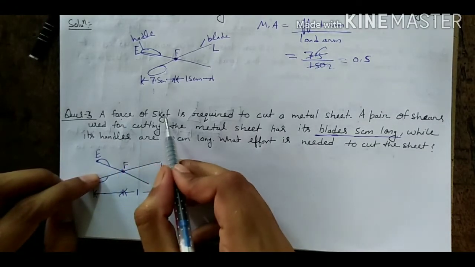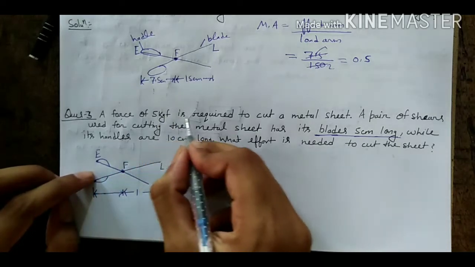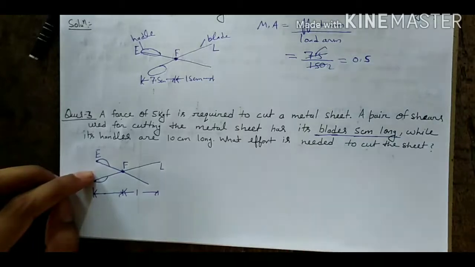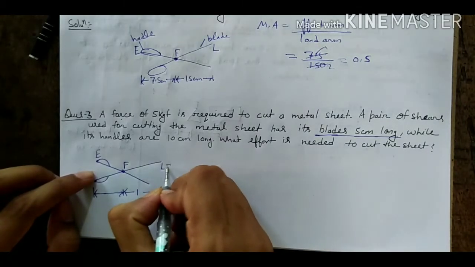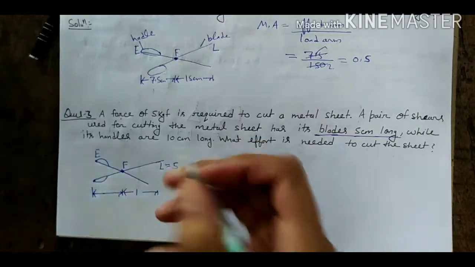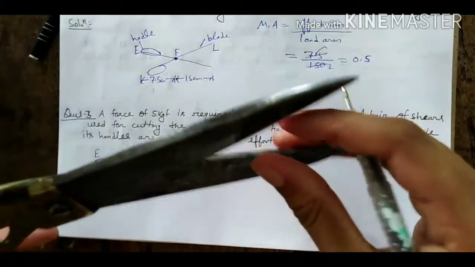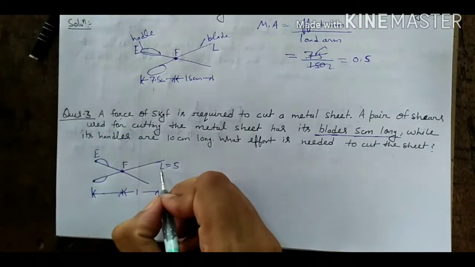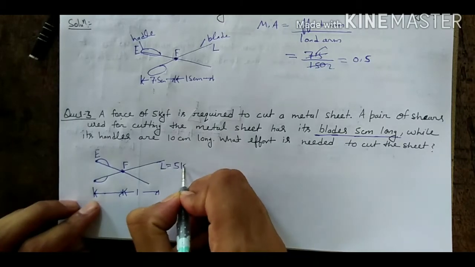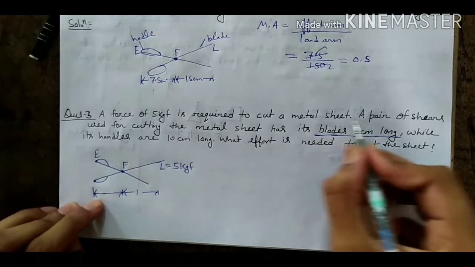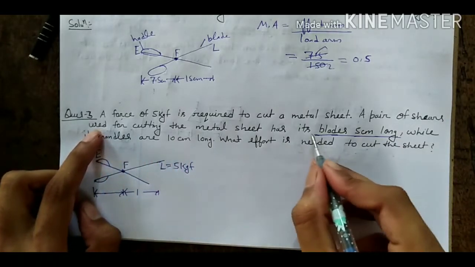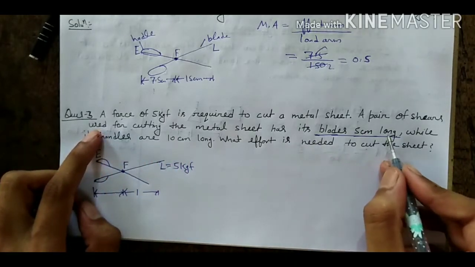This distance is given in this question. A force of 5 kgf is required to cut a metal sheet. It means this scissor is applying a 5 kgf load on the metal sheet. So here load is given as 5 kgf, and a pair of shears used for cutting the metal sheet has its blades 5 centimeter long.